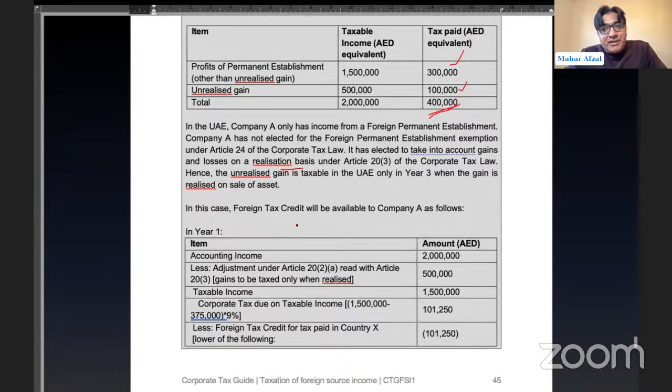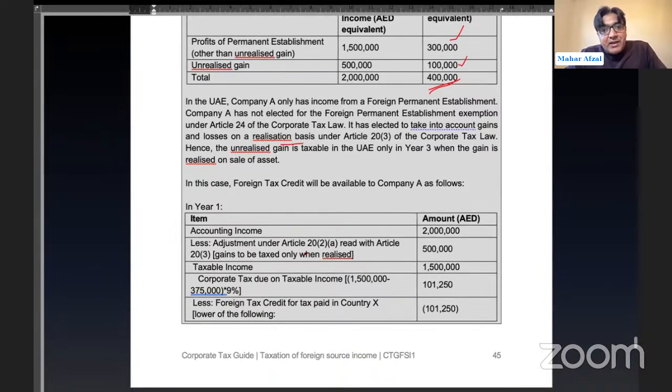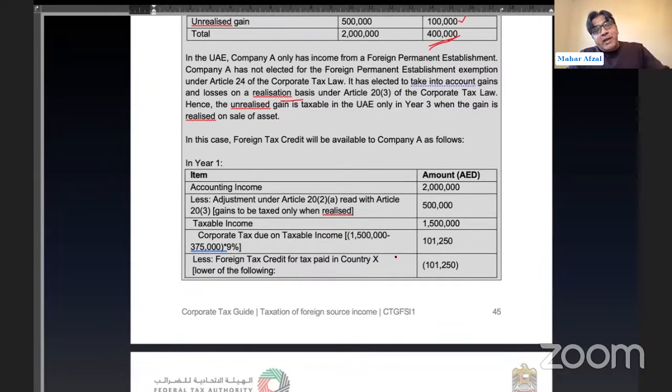So for an apples-to-apples comparison, in year three you will make the adjustment. In year one and year two, you will reverse the unrealized income, because you would have prepared your financial statements on an accrual basis. Once you have prepared your financial statements on an accrual basis, the unrealized gain in the foreign country will be part of your financial statements. You need to eliminate that. So for the first year, you will be eliminating it, and you will not be taking the foreign tax credit. In the second year, you will be eliminating it, and you will not be taking the foreign tax credit. In the third year, you will include the income in your taxable income and you will take the foreign tax credit as well.